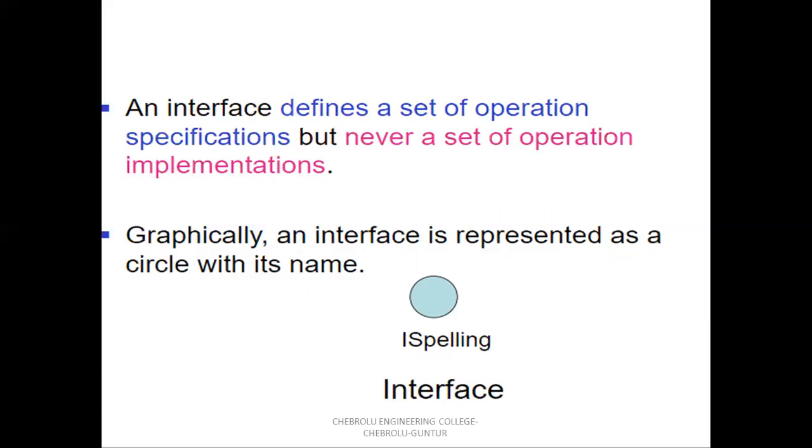Graphically, it is represented by a circle with a name. It is the name of the operations performed by the particular class or particular component. Any operation performed by a class is represented by a circle.